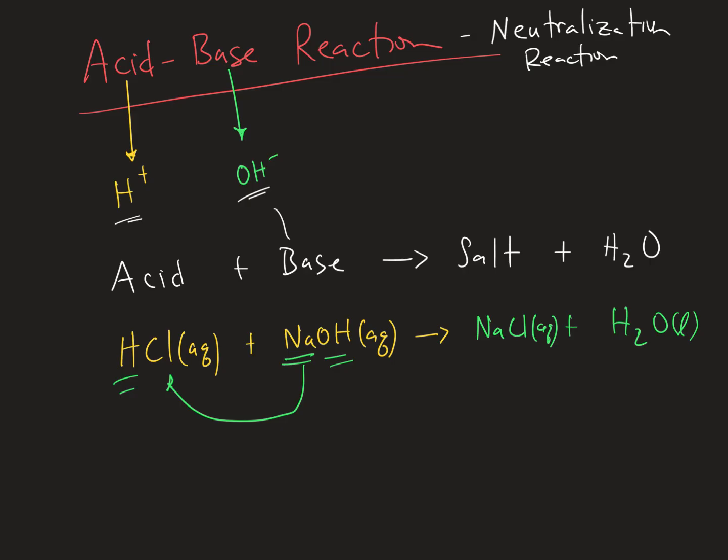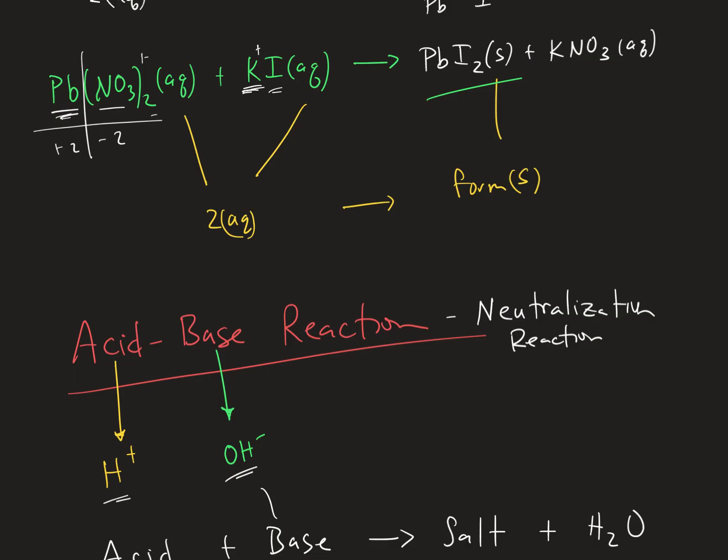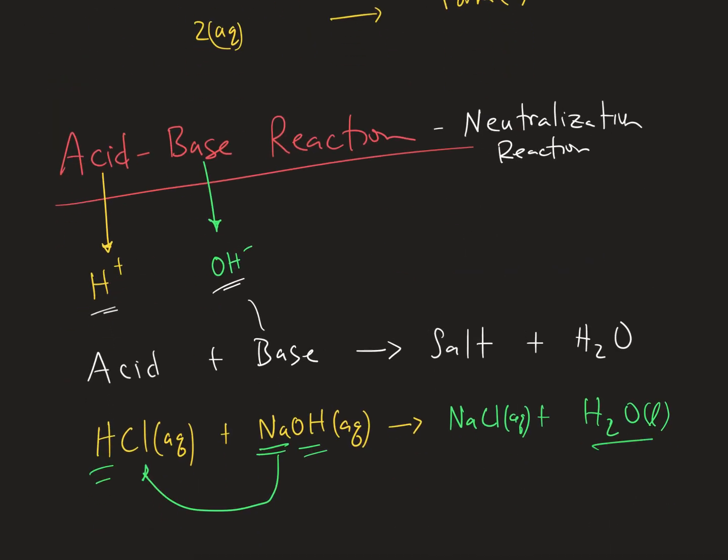We good? Can you tell the difference between acid-base and precipitation? Precipitation makes a solid. Acid-base makes liquid water. Could you please do another example of precipitation? Yes, on your worksheet. Let's look on your worksheet here.